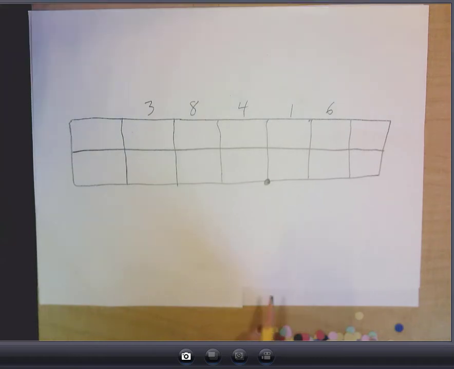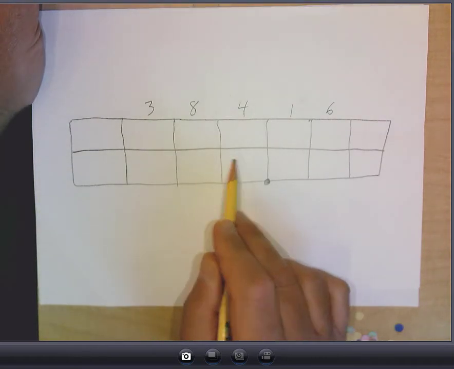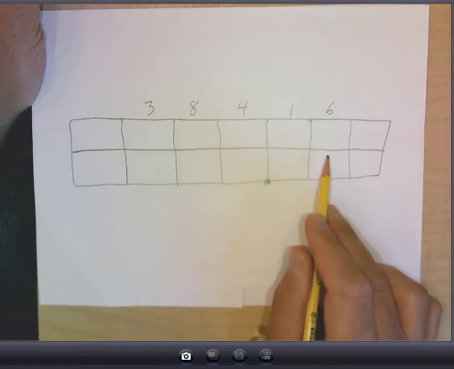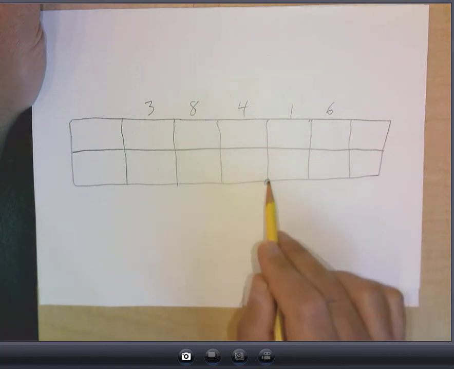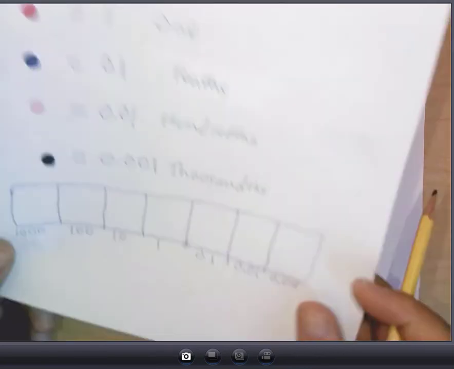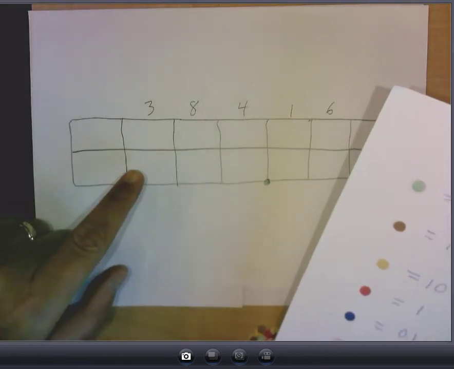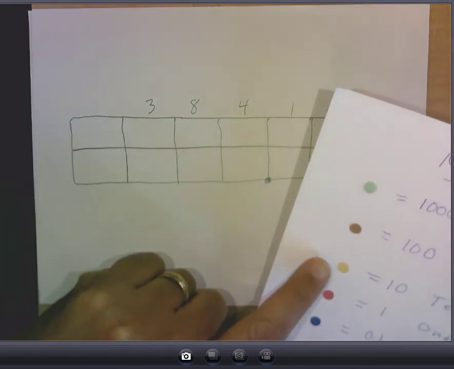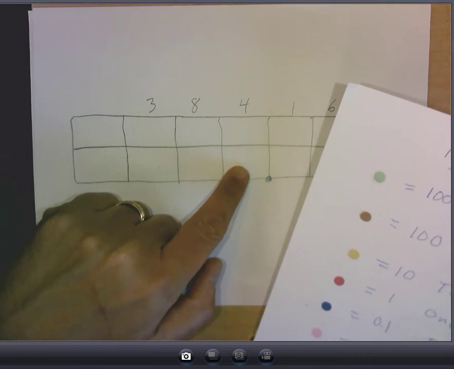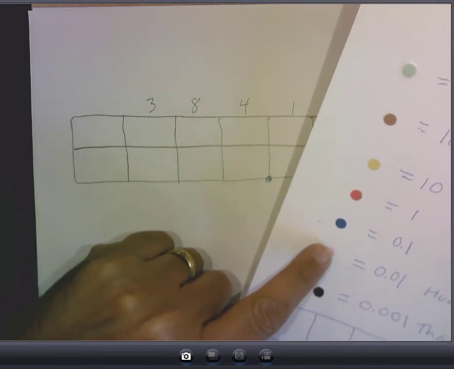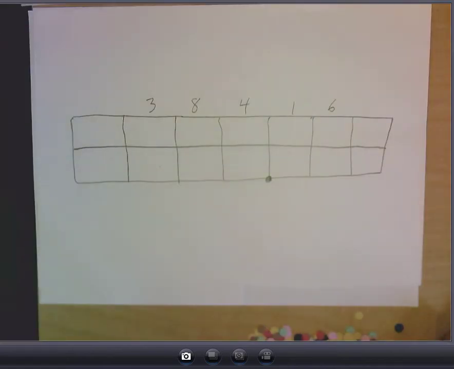Let's see. So this is ones, tens, hundreds, and this is tenths and hundredths. There's our decimal point. Now we need to find dots. So I'm going to need, for the hundreds, I need brown dots. For the tens, I need yellow dots. Ones, I need red dots. Tenths, I need blue dots. And hundredths, I need pink dots. I'm going to pause the video while I get those dots.